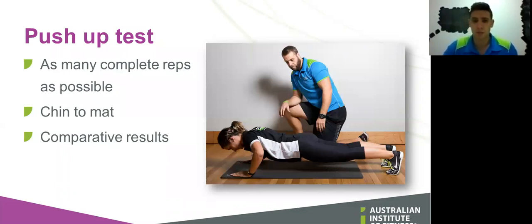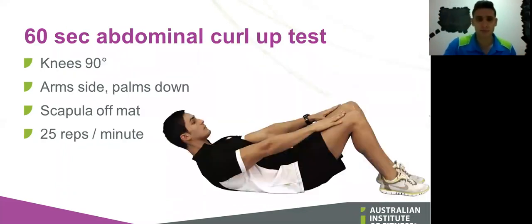Okay? So making sure they get full range is key, so chin to mat bare minimum, and you can actually compare their results to the greater norm. But I like using the metronome just because it keeps it consistent and I can repeat that very easily later on down the track.